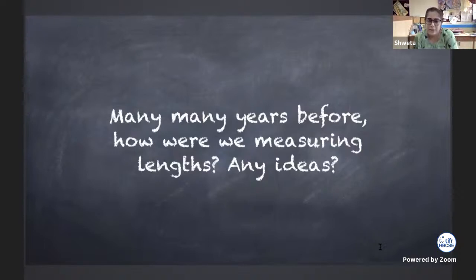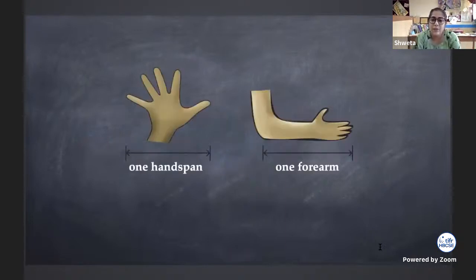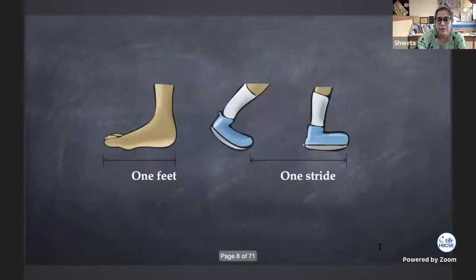So many years before, all of you might know that how we were measuring. You must have some ideas. So I know you must be thinking that people must have measured with their feet. People must have measured with their hand span. So yes, these were sort of measurements like one hand span, one forearm. We could use this for measurement, and we have used this for measurement, or we could also use 1 foot, 1 stride. Even today, sometimes for some purposes, we do make use of this.